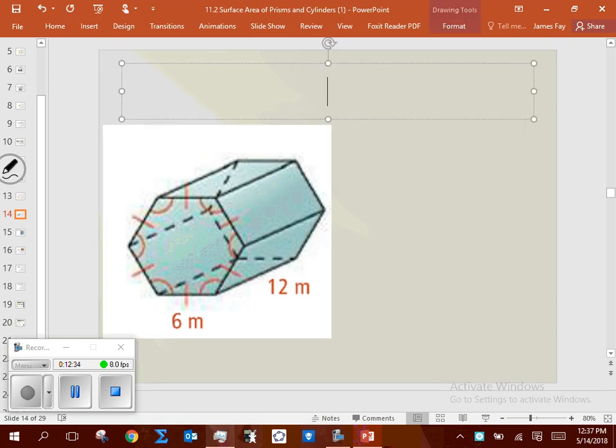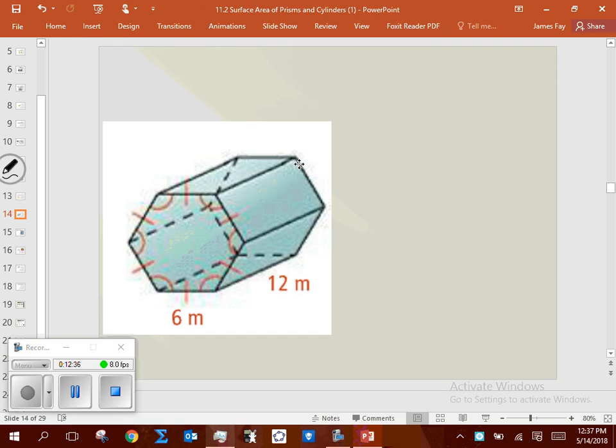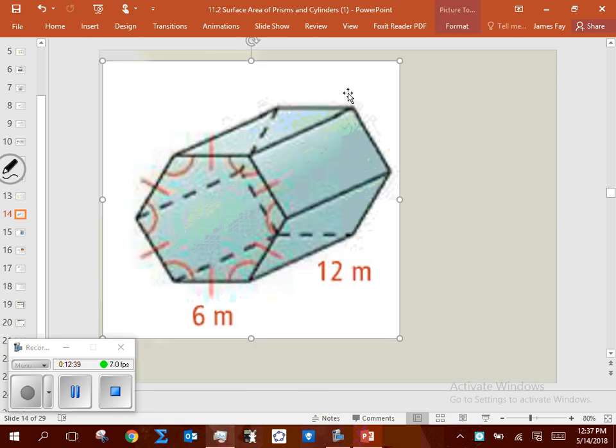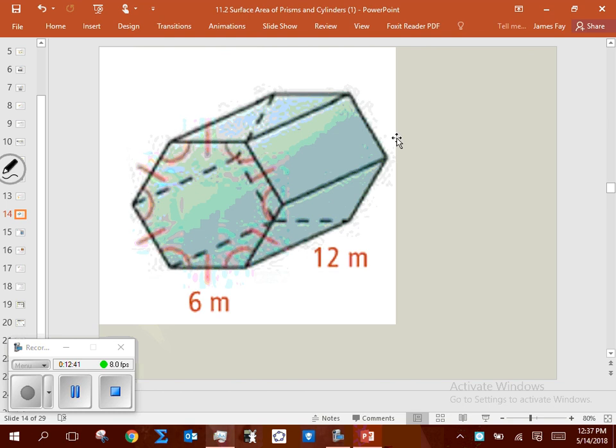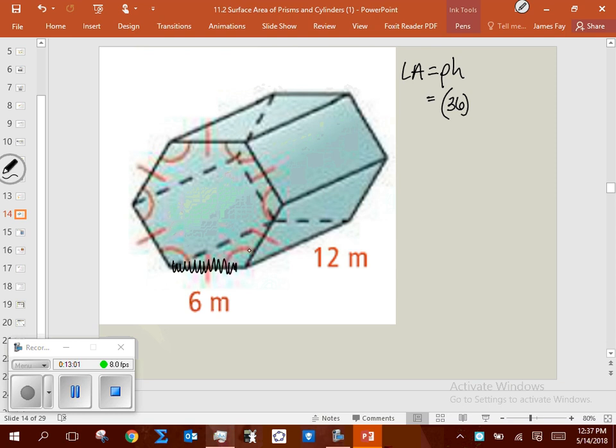What kind of prism is this? Okay. So when I find lateral area, it's P times H, right? What is your base here? Hexagon. So the hexagon is going to have a perimeter of 36, wouldn't it? That side is 6. So then you got 6 of those sides, so 36. Now what's the altitude? 12. So that gives me 432.